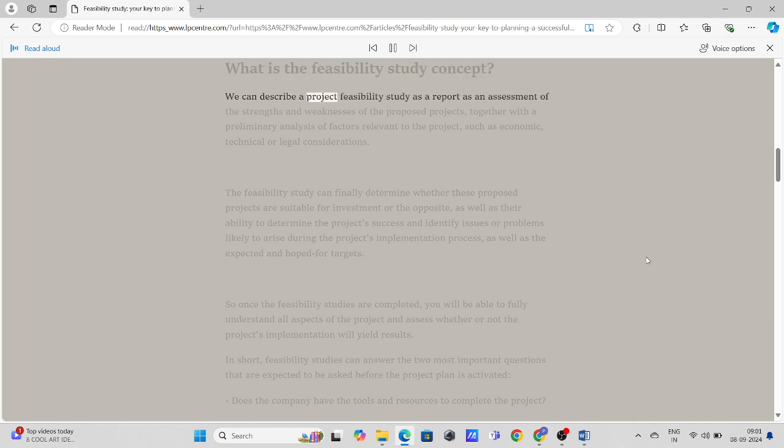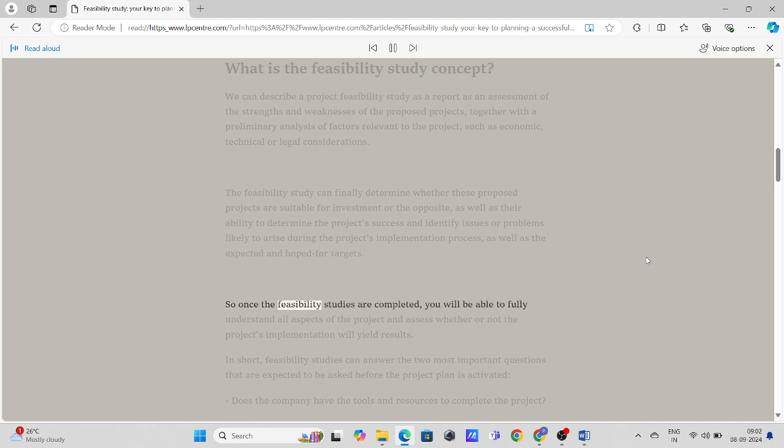We can describe a project feasibility study as a report, an assessment of the strengths and weaknesses of the proposed projects, together with a preliminary analysis of factors relevant to the project, such as economic, technical, or legal considerations. The feasibility study can finally determine whether these proposed projects are suitable for investment or the opposite, as well as their ability to determine the project's success and identify issues or problems likely to arise during the project's implementation process, as well as the expected and hoped-for targets.